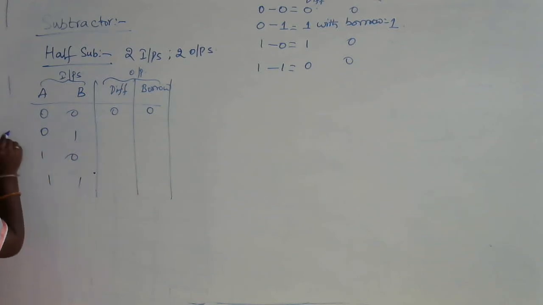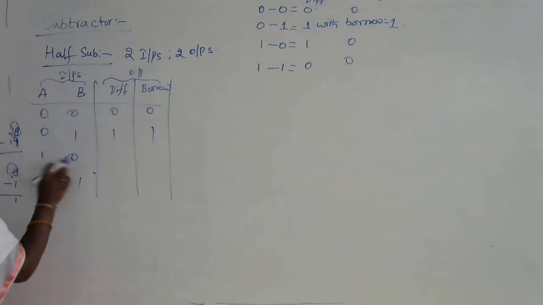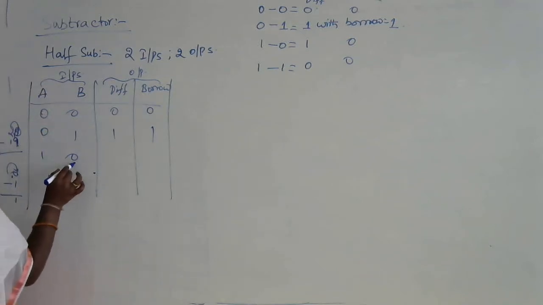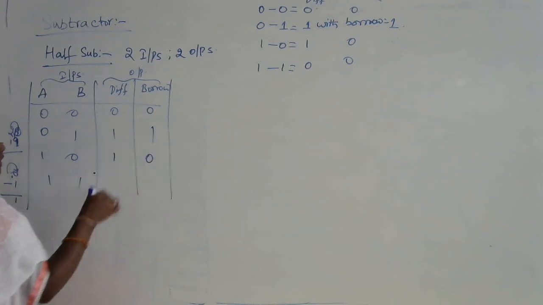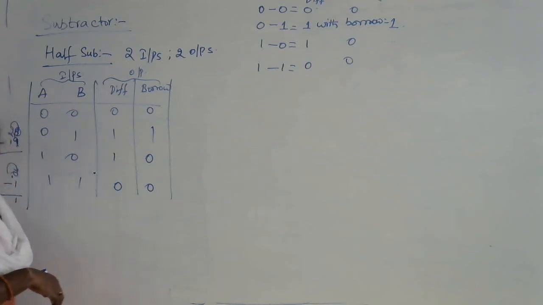0 minus 1. Let me take an example: if I want to subtract 25 minus 19, as I cannot subtract 9 from 5, I take a borrow, so instead of 5 it becomes 15. In the same way, for 0 minus 1, if I take a borrow, the 0 becomes 10, which is equivalent to 2. 2 minus 1 is 1, as we are taking a borrow of 1. So difference is 1, borrow is also 1. For 1 minus 0, difference is 1, and as we are not taking any borrow, it is 0. For 1 minus 1, difference is 0, borrow is also 0.